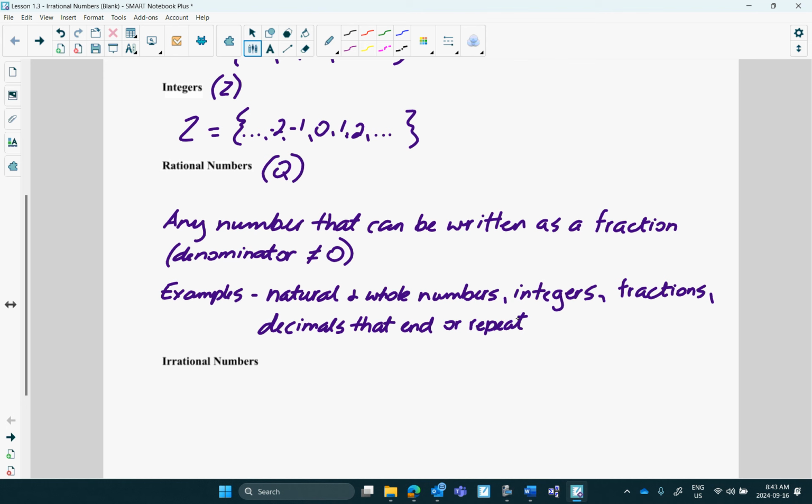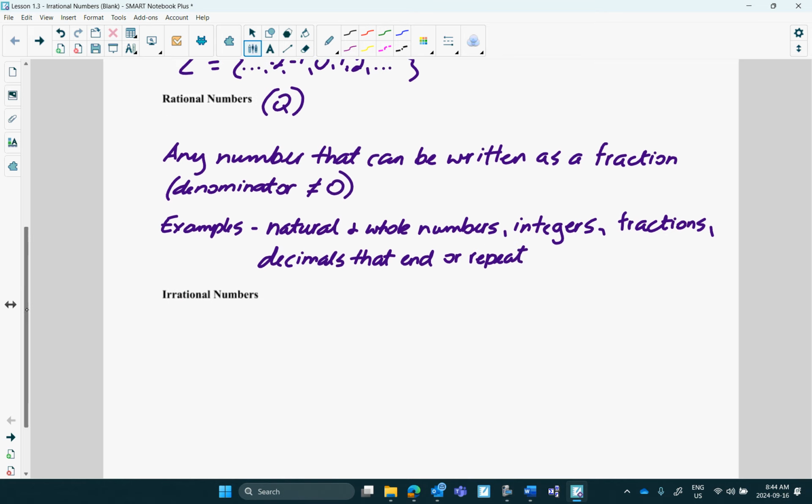Okay. What about 0.3 repeating? That's a decimal that repeats. How would you write that as a fraction? 0.3 repeating. What's that as a fraction? Yes, 1/3. There's only a line in the decimal portion. 0.3 with a line over it is equal to the fraction 1/3. Right?